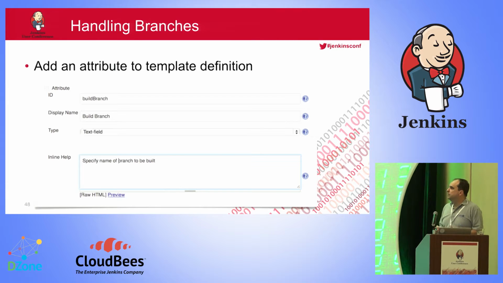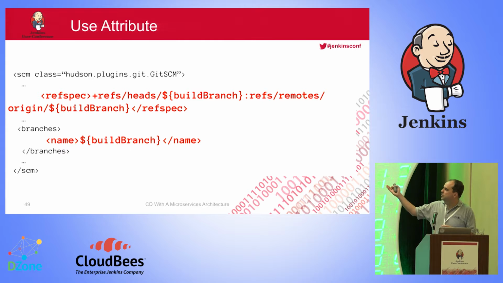You can also set attributes in a template. So these are things that you want to be able to configure when you use the template. Maybe I want to configure what branch this is going to build on rather than just hard coding to build on master. I'll build on a configurable branch. Here I'm adding an attribute called build branch, and that ID becomes a variable that I can use in the script. So now I can change my ref spec. Instead of being hard-coded to master, I can insert build branch in there.